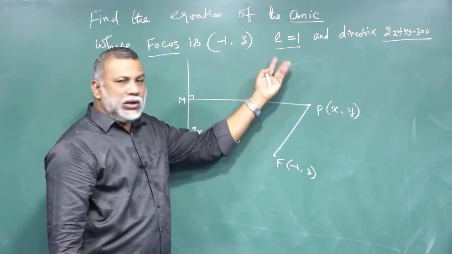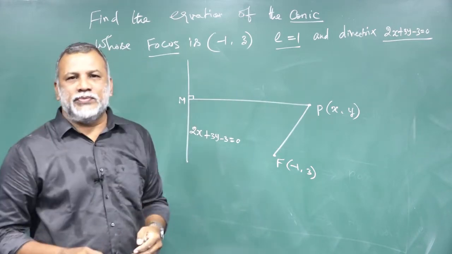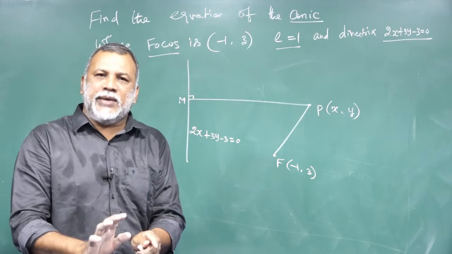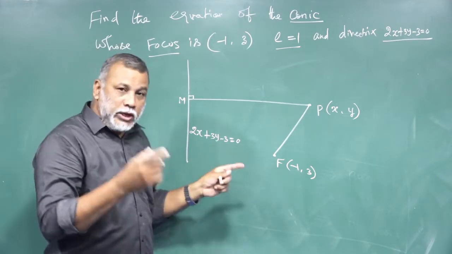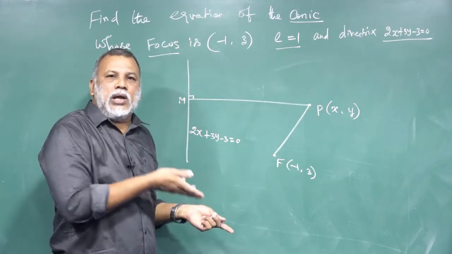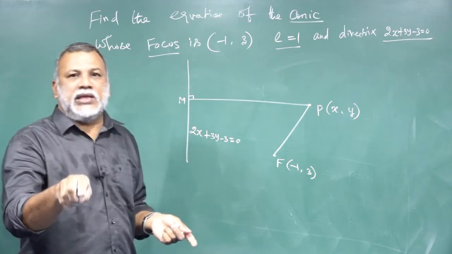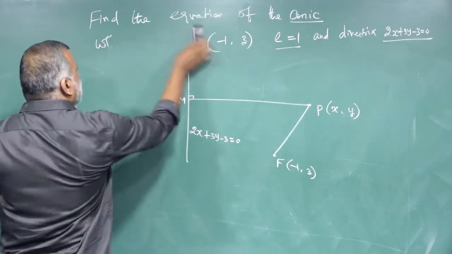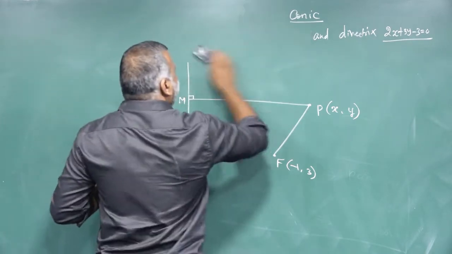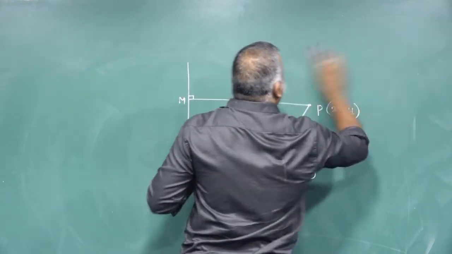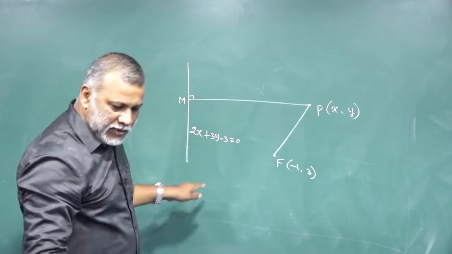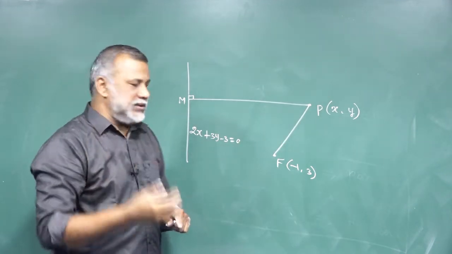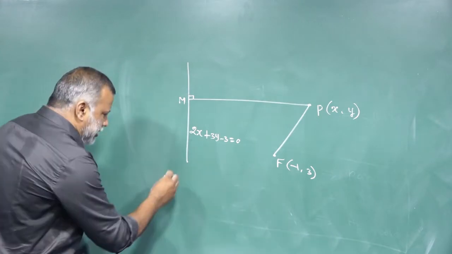Since E = 1, it should be a parabola. Already I explained, E = 1, then the conic must be a parabola. But we are going to check whether it is a parabola or not in terms of the equation. Now we are going to discuss. Listen, this is the question given. Find the equation of the conic by using this directrix, focus, P(x, y) and eccentricity.